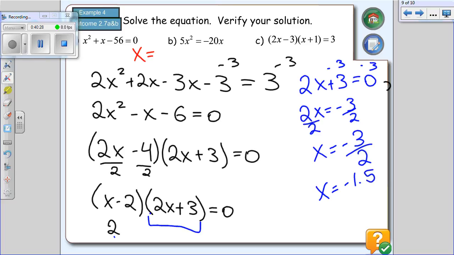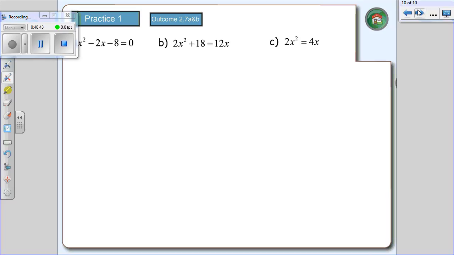Last slide. The first one, nice and easy. Second one, not so much. Third one, bit of a trick to it. Try all 3 on your own. I'll write the answers up on the board. Try them on your own.